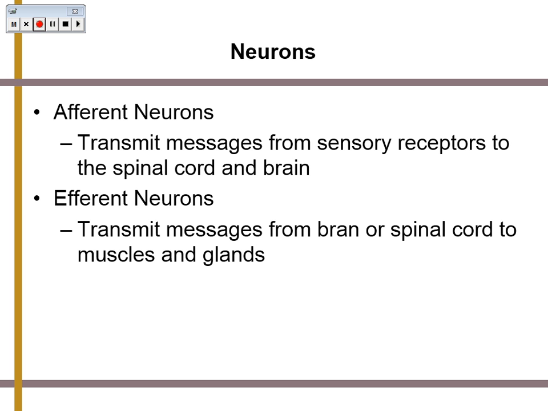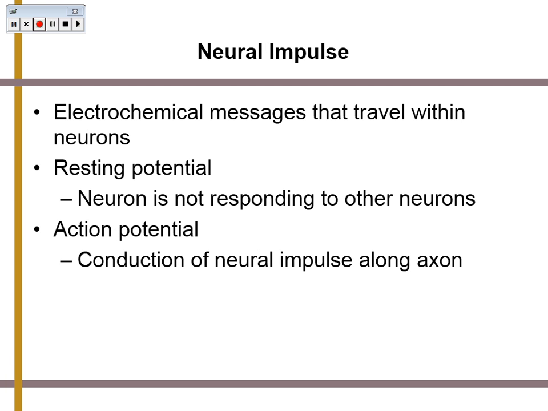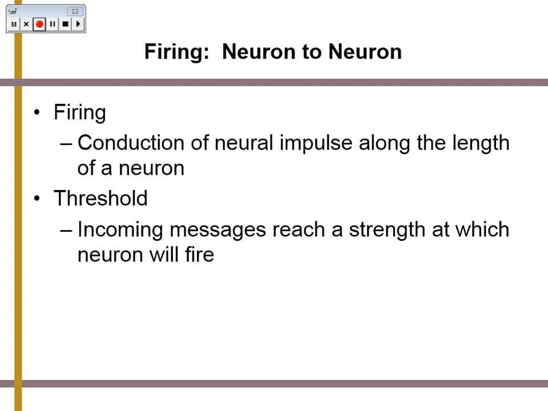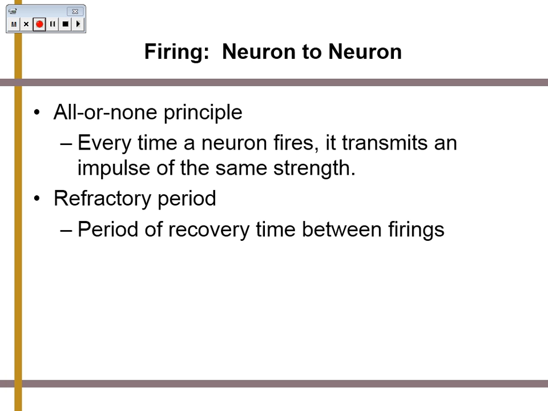You touch a hot plate, which neuron is going to tell the brain you touched the hot plate? Afferent. The brain tells the hand to move, which neuron tells that? There you go. Don't worry about your neural impulse. Don't worry about your firing. You do need to know all or none.